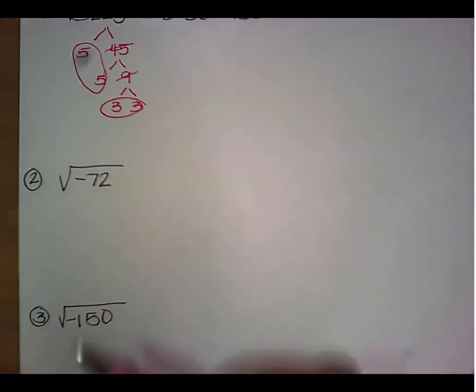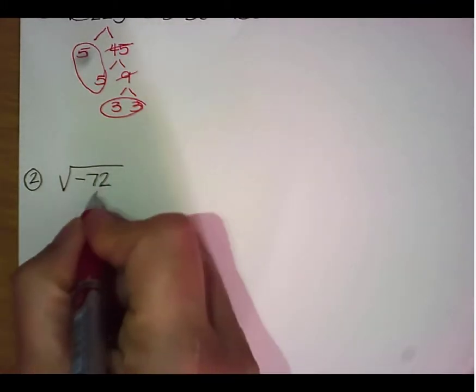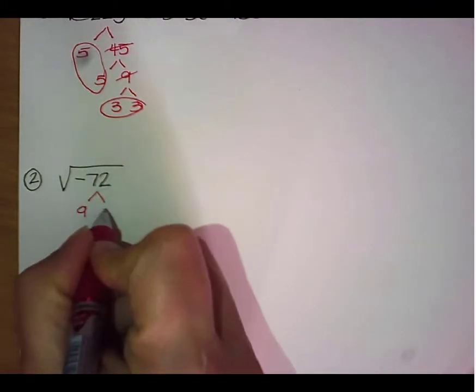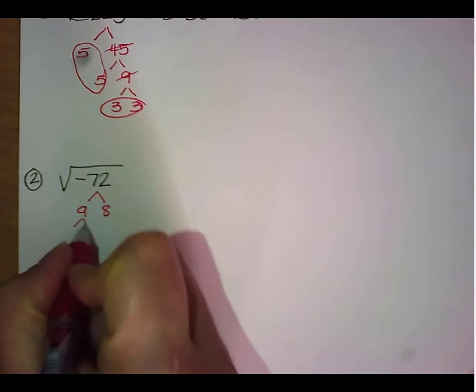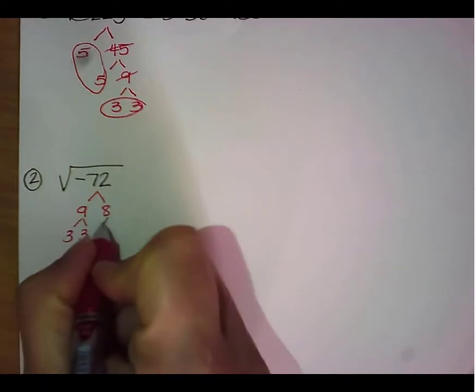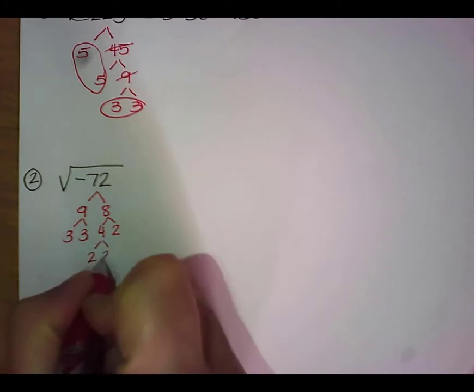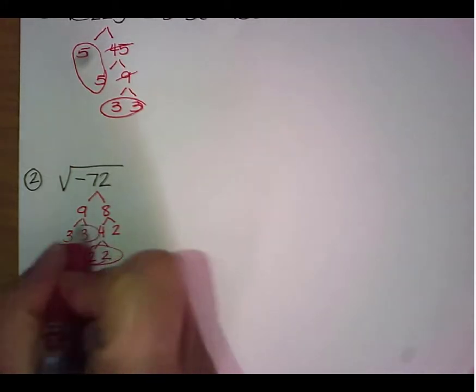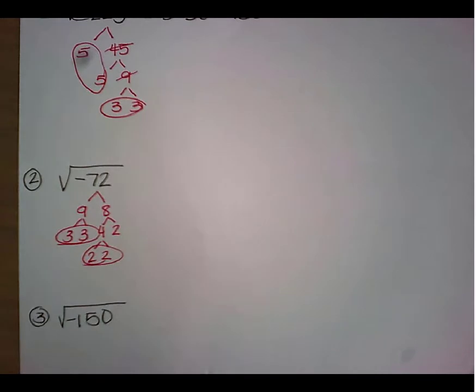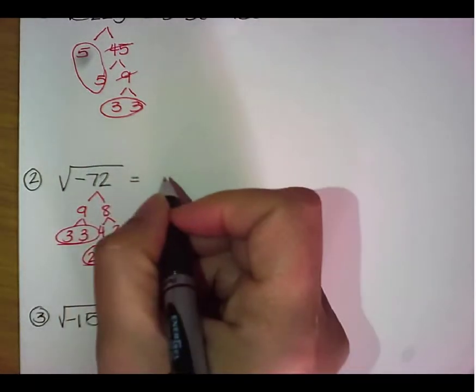So now we're going to look at the square root of negative 72. Again, this one happens to be not perfect, so we are going to break it down. We can do 9 times 8. 9 is 3 times 3. 8 is 4 times 2, and 4 is 2 times 2. So we have a pair of 2's and a pair of 3's. So you can multiply those together before you ever write it down.